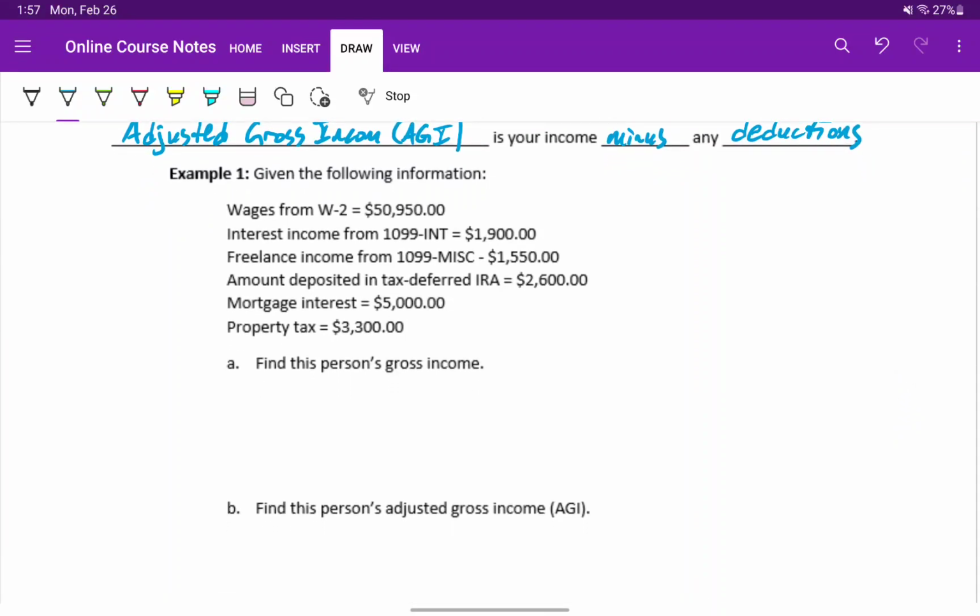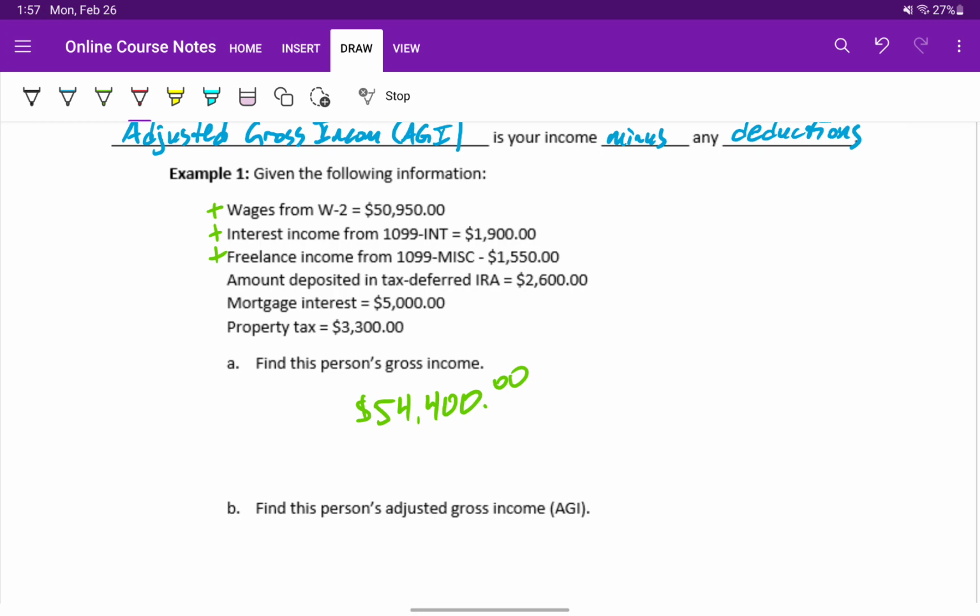But in example 1, we're given the following information, and we want to find this person's gross income. In order to find a person's gross income, again, what we're going to do is just add up all of the money they brought in. In this case, the person has wages, interest income, and freelance income. Adding those values together would give us a value of $54,400.